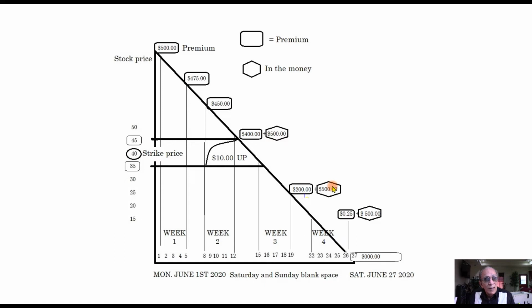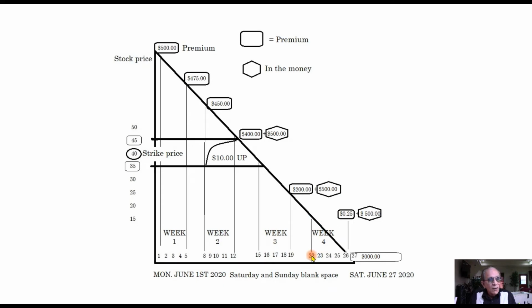So it lost value. You have started losing value. The extrinsic value of the option, not the intrinsic, but the extrinsic value of the option is going away very fast. So we get over here now and we end up on the week of the 22nd, and this is the last week to trade.